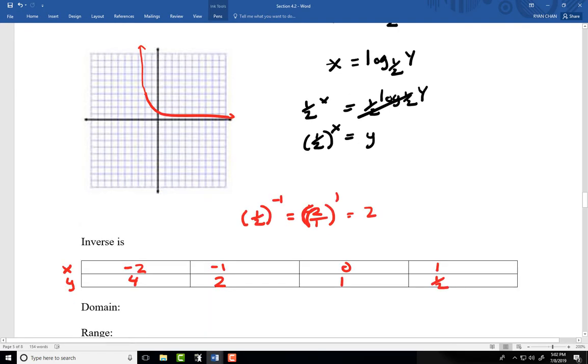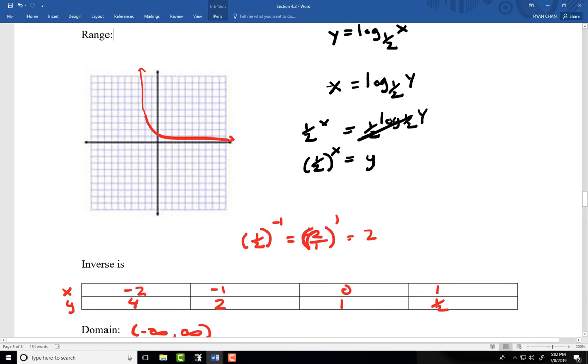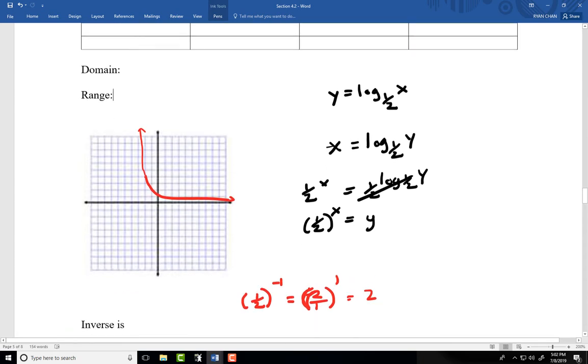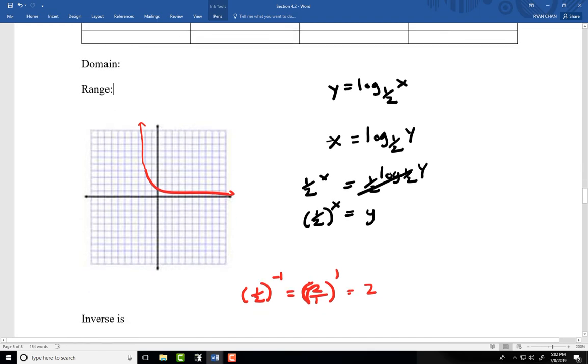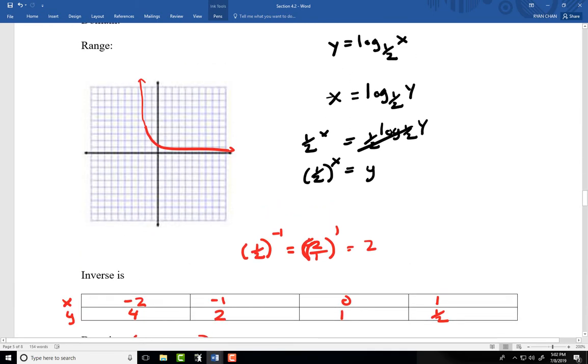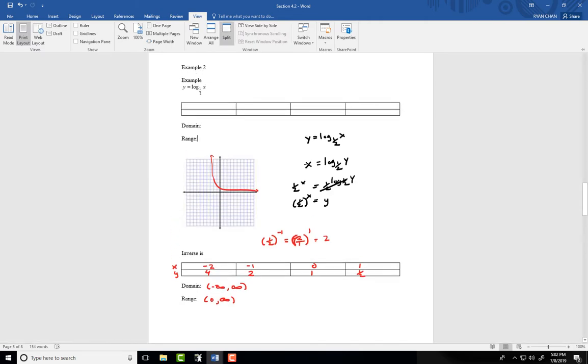So let's look at this. What's my domain? My domain is from negative infinity to infinity, and my range is from 0 to infinity, as you can see right here. Now, if I want to graph my log base 1/2 of x, remember your x's and y's will be switched around. So let me go back and zoom out so I can see clearly here.